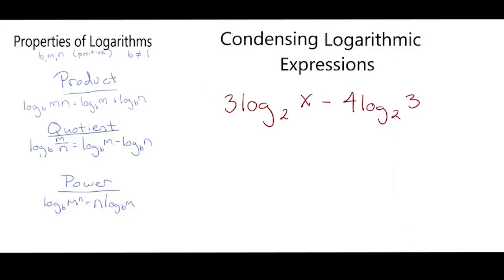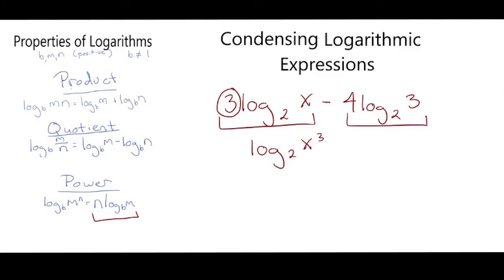So here I have 3 log base 2 of x minus 4 log base 2 of 3. Well, I'm going to simplify this one here and condense it. And since there's the number out front, that means that is the power property. So I will turn this into log base 2 of x to the third. Notice I took that 3 and I made it the exponent here. Now I can do the same thing here. So this will be minus log base 2 of 3 raised to the fourth power.